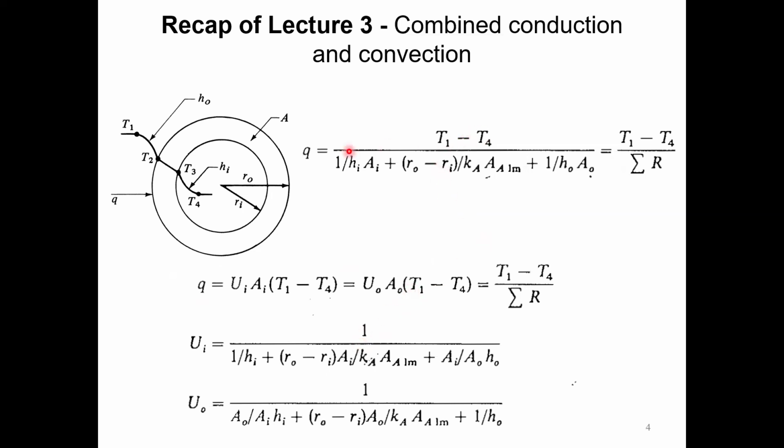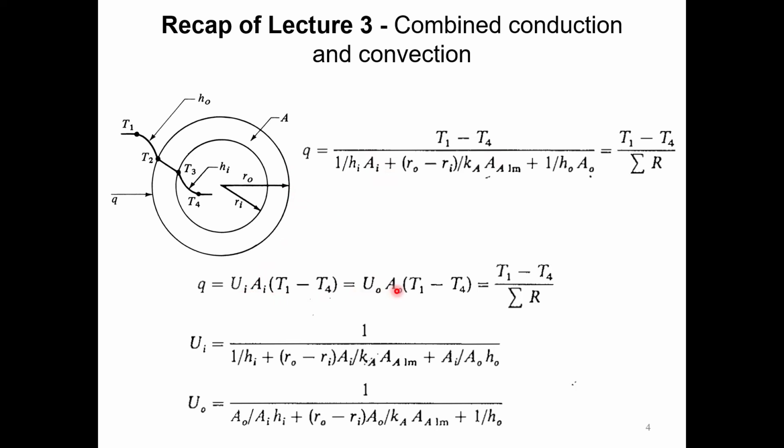Your rate of heat transfer is given by the overall temperature difference divided by the summation of resistances. The only new thing is that we have a log mean area, because you have two different areas, inside and outside. Because of the two different areas, your overall heat transfer coefficient was also defined as the inside overall heat transfer coefficient or the outside overall heat transfer coefficient. So you can rewrite this form with either U_i or U_o.